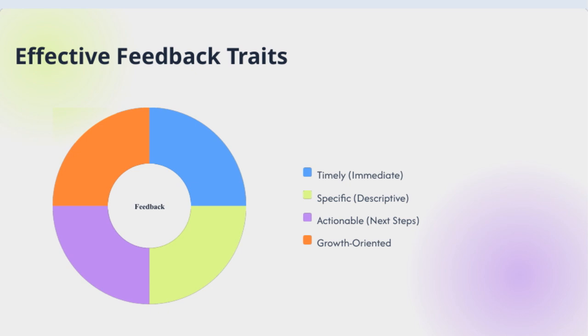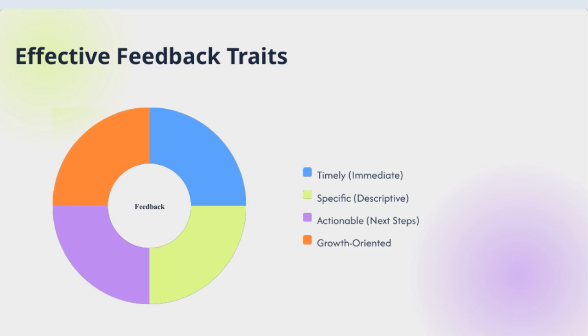First, being growth-oriented means focusing on development and improvement, rather than just pointing out faults. It's about encouraging progress. Next, when we say actionable or next steps, we're emphasizing the importance of providing clear, practical steps that someone can take immediately to improve.